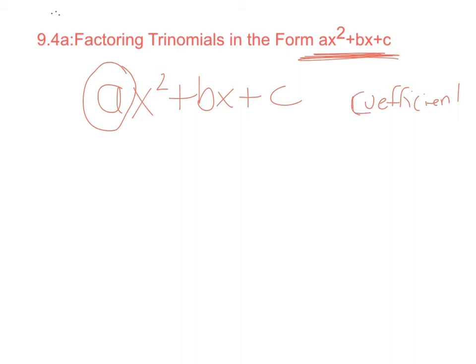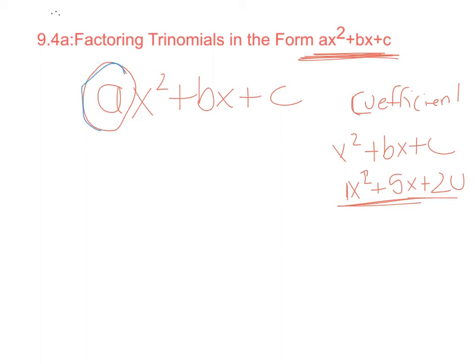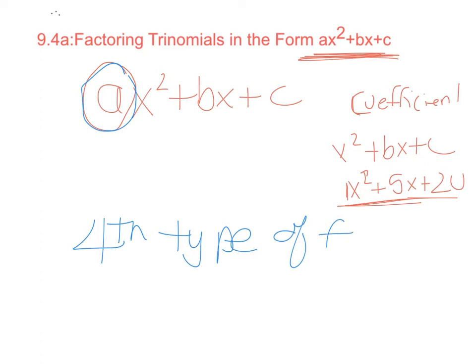In everything we've done previously, it was just x squared plus bx plus c, so it could have been something like x squared plus 5x plus 20, and asking you to factor that trinomial. The coefficient in front of the x squared term was 1 previously. Now, it's no longer 1, we have a number there, and that changes the type of factoring that we're doing. So this is the fourth type of factoring, and I want you to refer to it as factoring the trinomial.